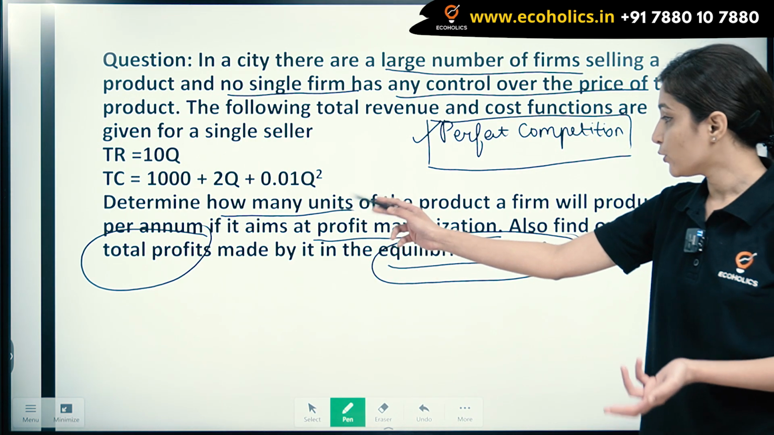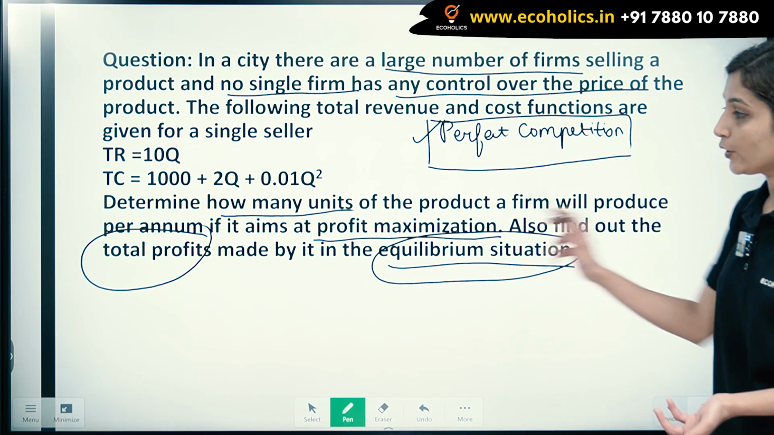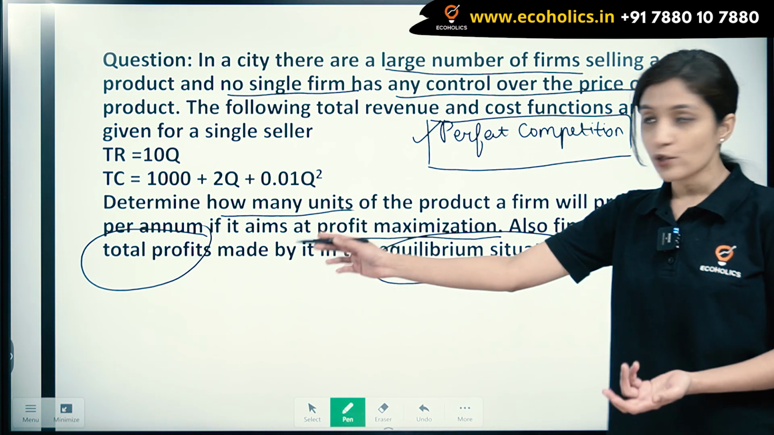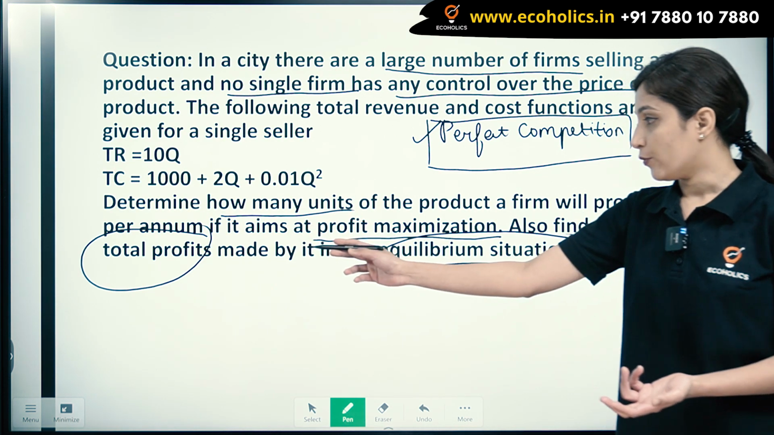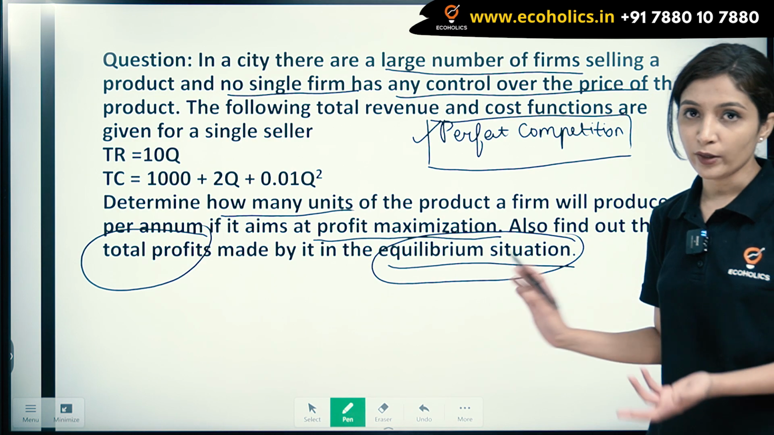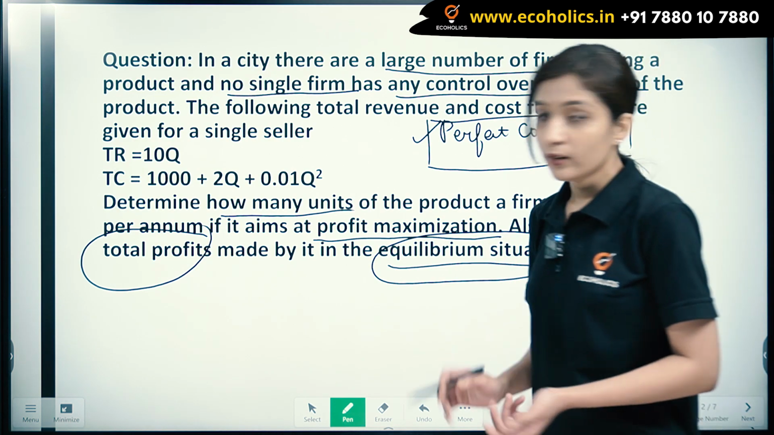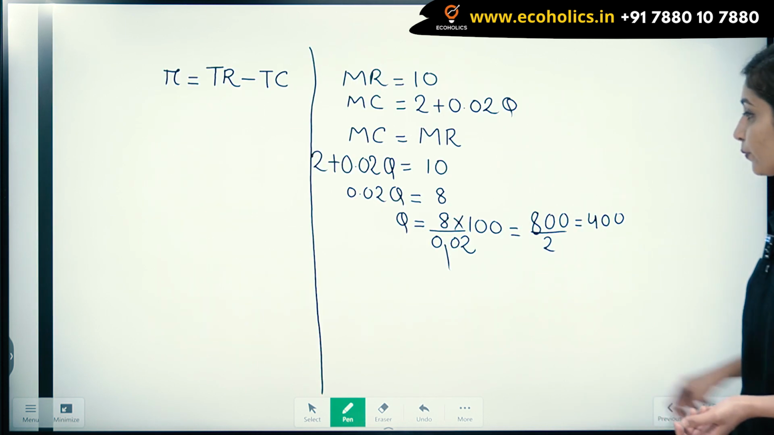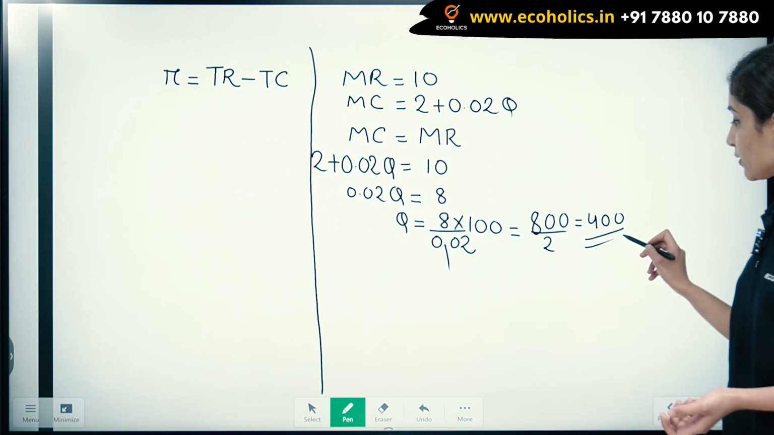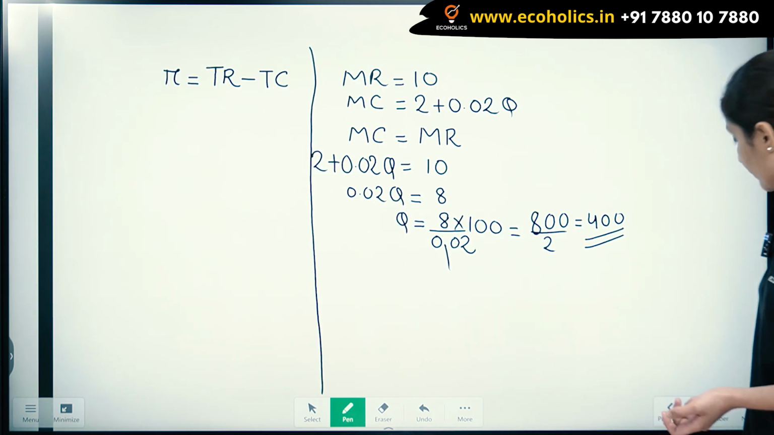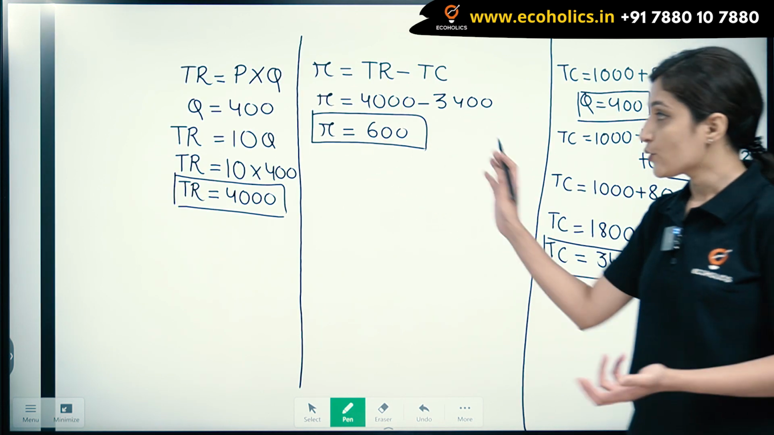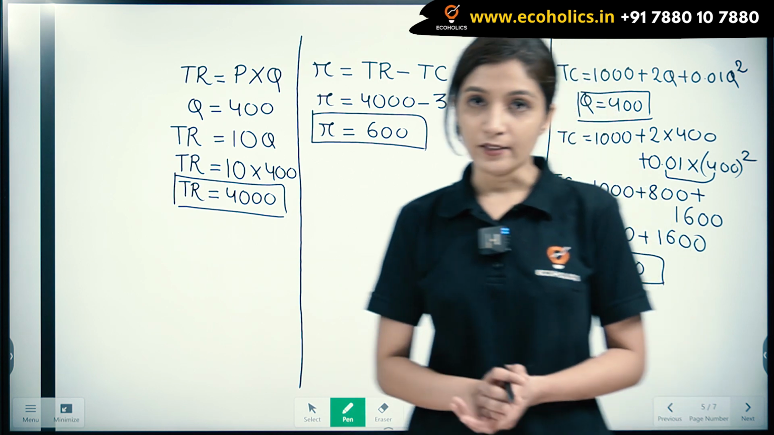We have found out the units of a product that a firm will produce if it aims at profit maximization, and we have also found out the total profits made by him in the equilibrium situation. So this completes our answer. So this was Q is equal to 400 and profits is equal to 600. So this completes our answer.